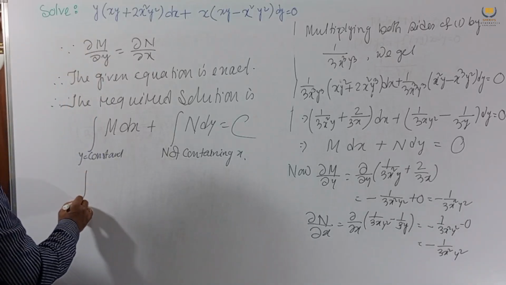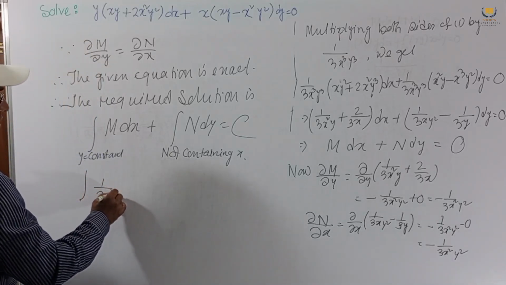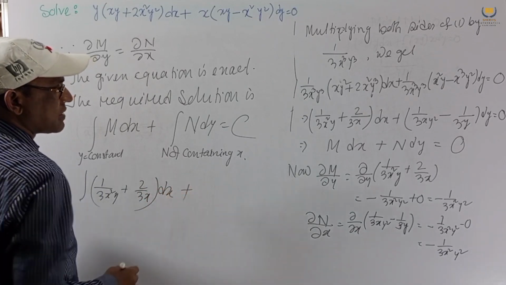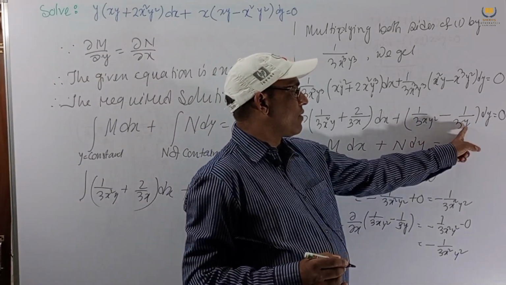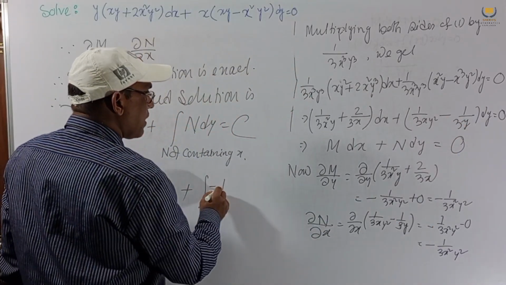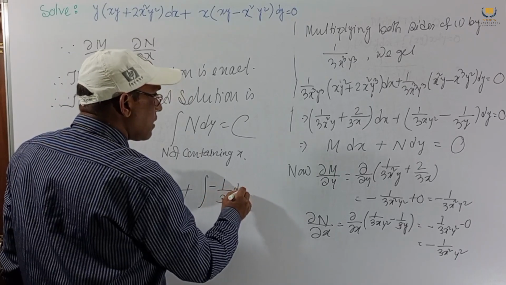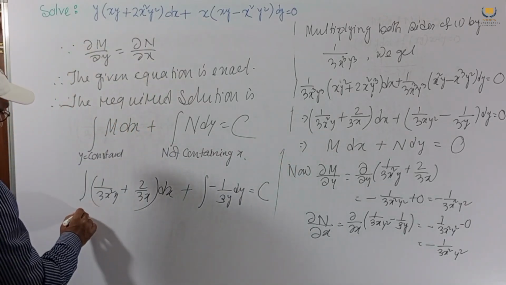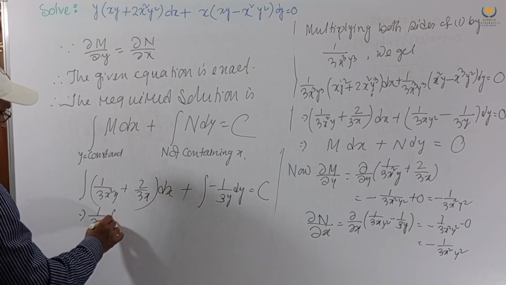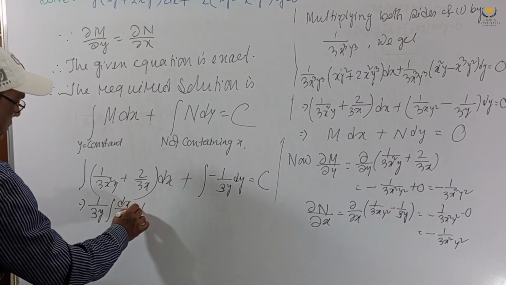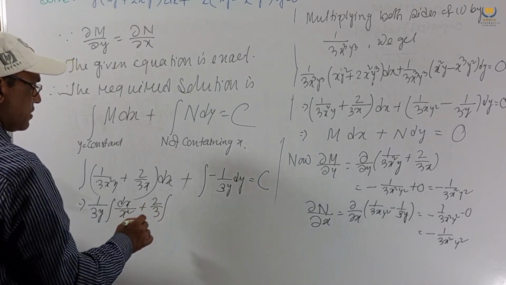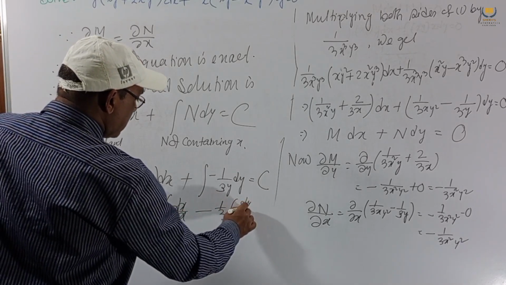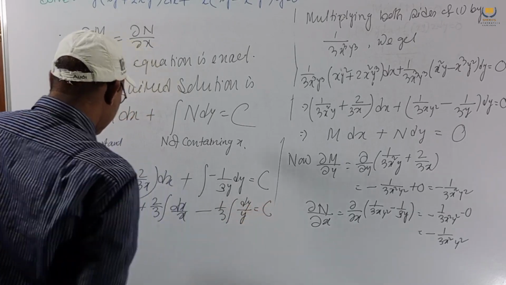So we integrate this: M is (1/(3x²y) + 2/(3x)) dx plus, here we get the x term, this will be cancelled, only we get this, (1/(3y)) dy equals c. This is the solution. But y is constant: 1/(3y) constant, dx/x², 2/3 outside constant, dx/x, 1/3 outside, dy/y equals c.